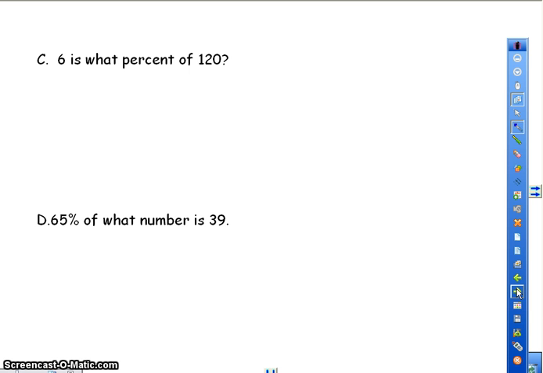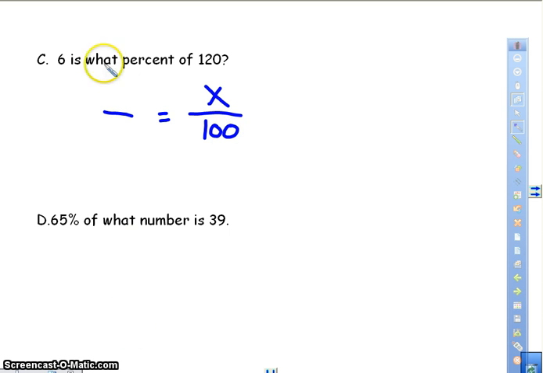6 is what percent of 120? So now we're getting into percent proportion. Okay, remember percent proportion is part over whole, which equals percent over 100. So we don't know what the percent is, so we're going to put the x right here. Okay. 6 is what percent of 120? So 6 is the part, 120 is the whole.